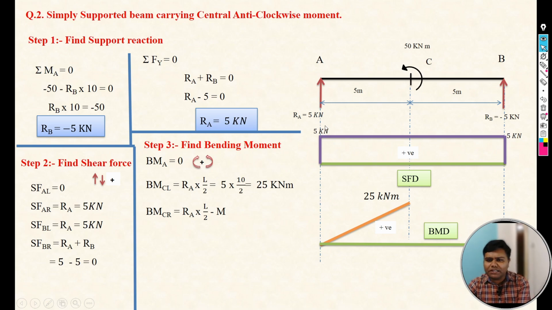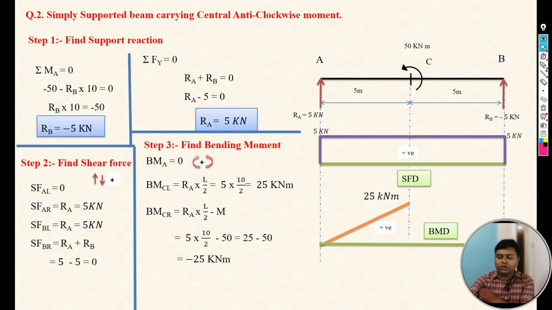RA into perpendicular distance, so RA means 5 into 5, and the moment at C point is anti-clockwise, so it should be negative. So 5 into 10 by 2, means total span divided by 2, so 25 minus 50, so the answer will be minus 25 kilonewton meter. It means the bending moment on C right is minus 25 kilonewton meter, so the bending moment diagram will go down at the C point, okay.